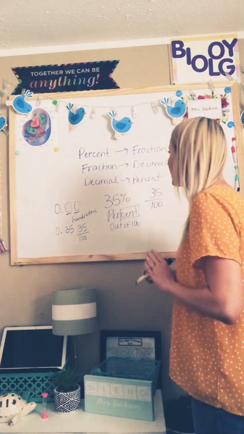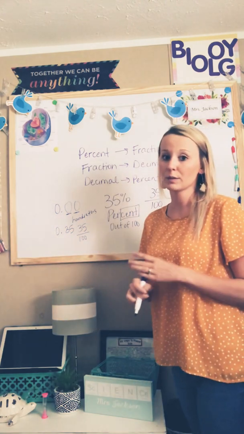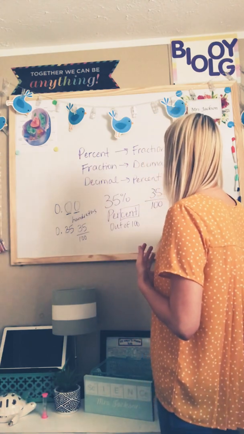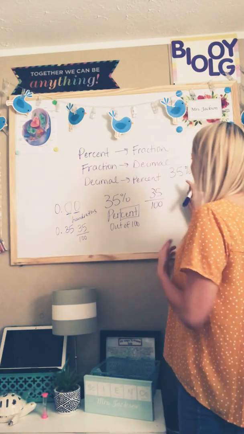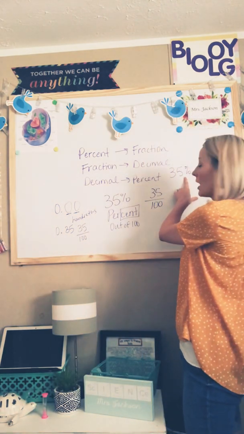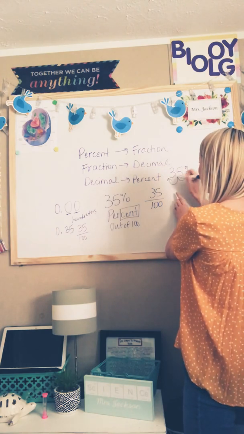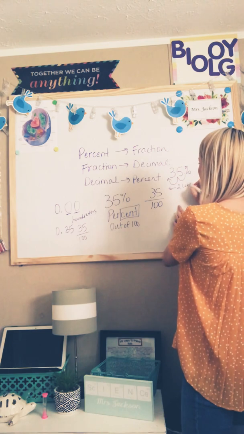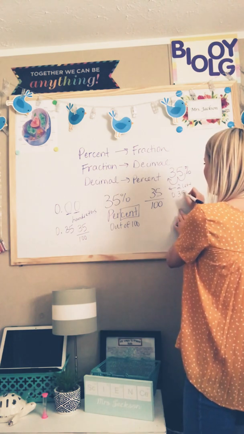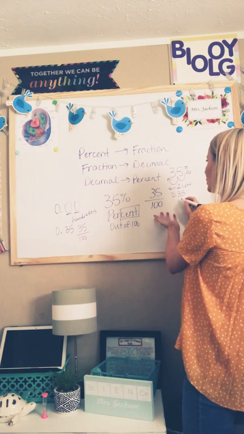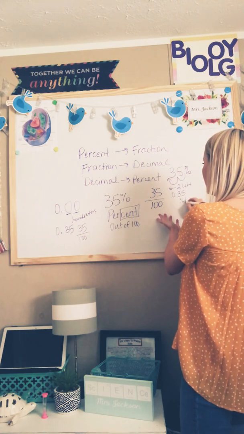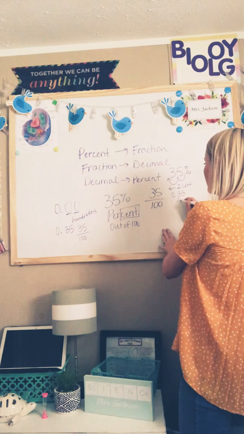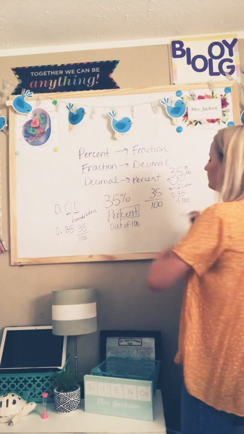Also, another way you can do it is just move the decimal place or multiply and divide by 100. So if I have 35%, my decimal place is here. I'm going to move it 2 to the left. So 0.35. Or I could just divide it by 100.